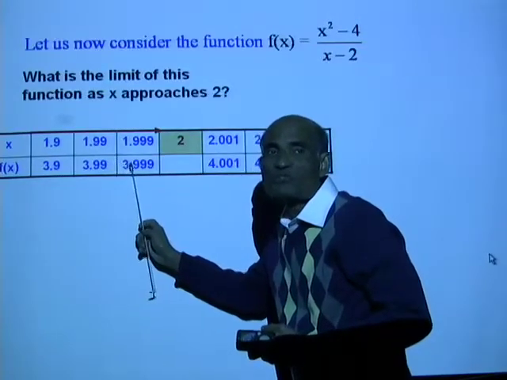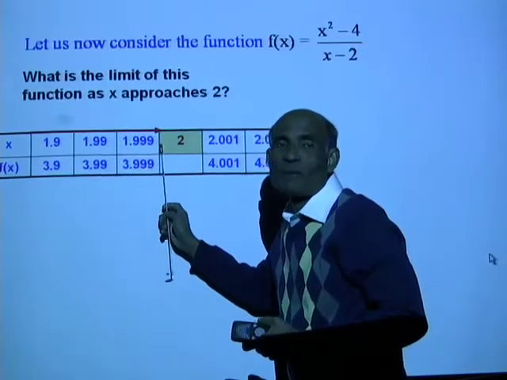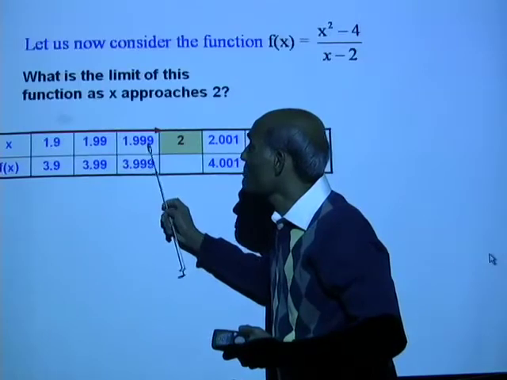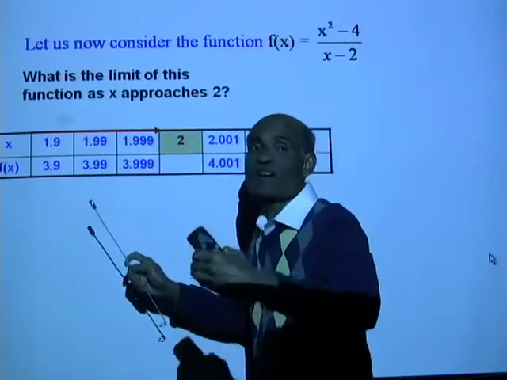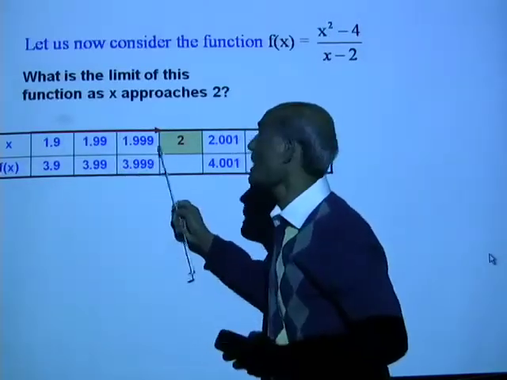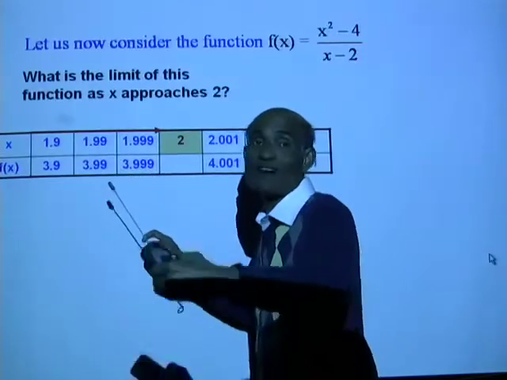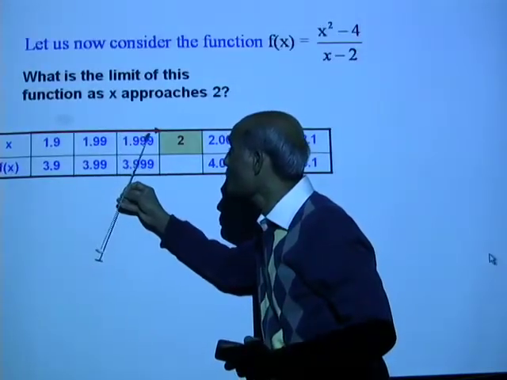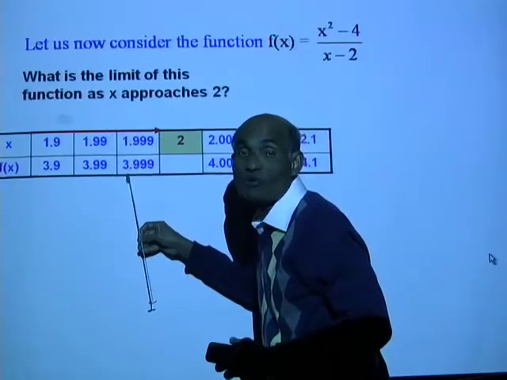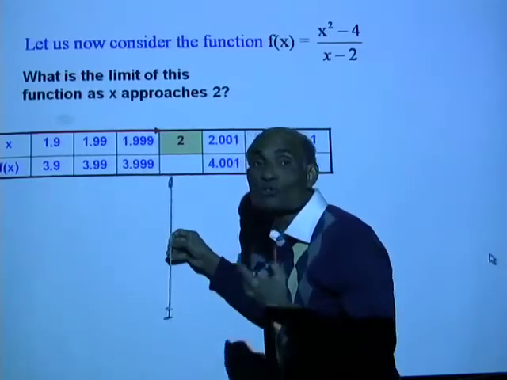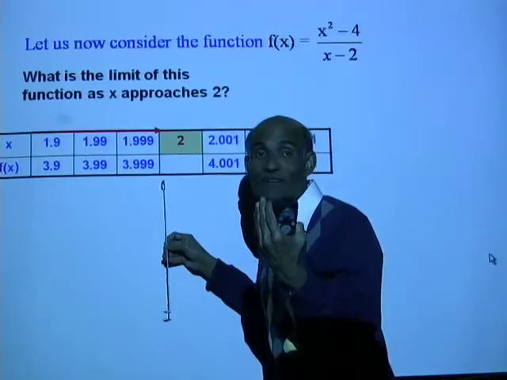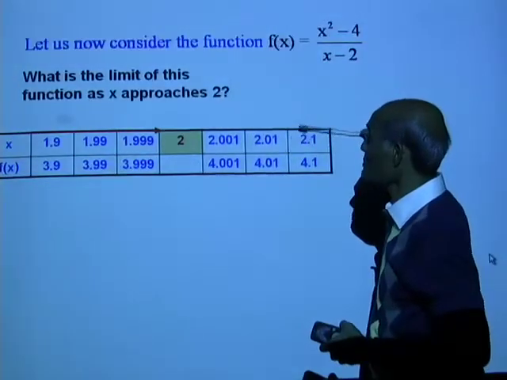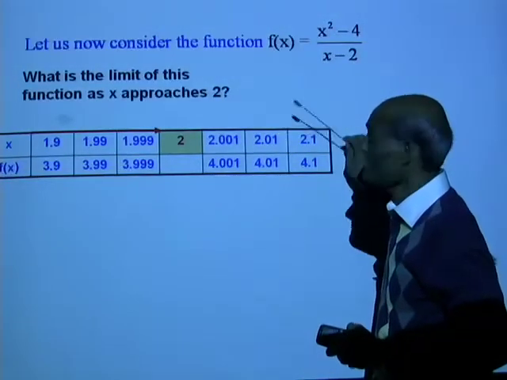What do you think is the ultimate goal? You see, if the input is now 1.9999, the output will be 3.9999. That means as x gets closer and closer to 2 from the left, the output is getting closer and closer to 4, isn't it? Yes. Similarly, let's come from the right.